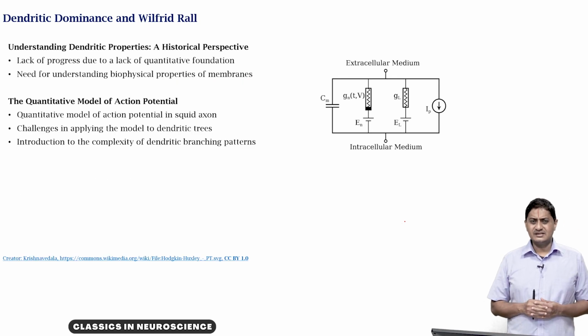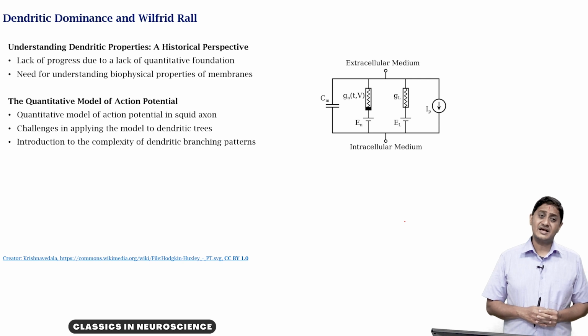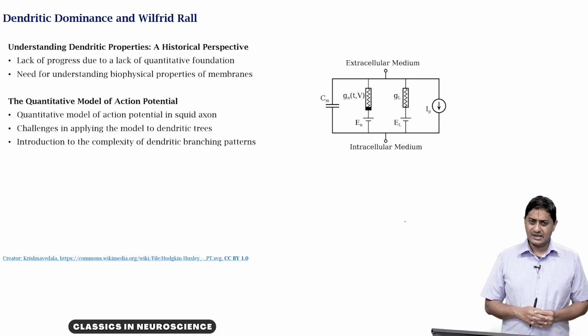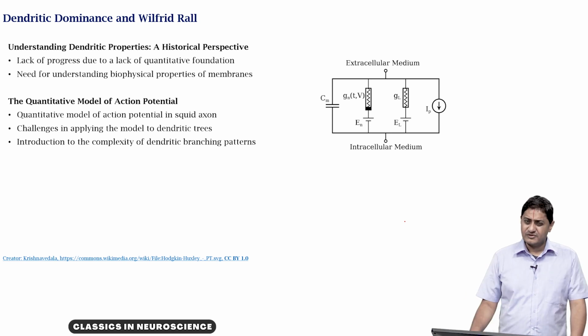Also, in the 1950s, there was the availability of the HH model of conduction of action potential in the axon. Can we come up with a similar model for conduction in a dendrite? That is the question. So, what is shown here is an equivalent model. This of course is an analytical model. Is there a similar quantitative approach for dendrites?